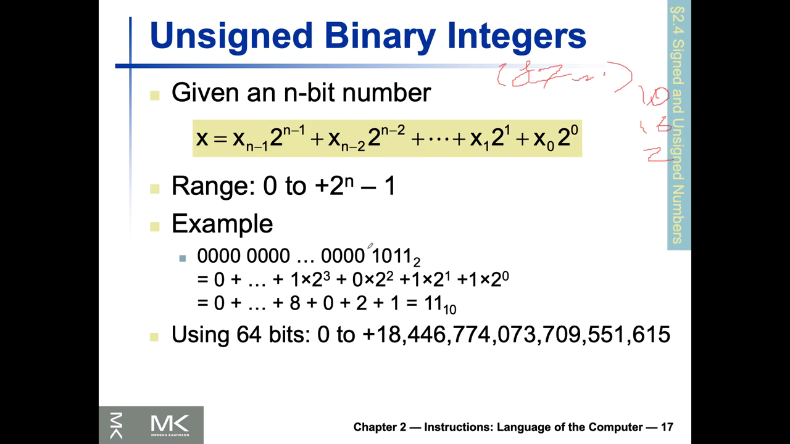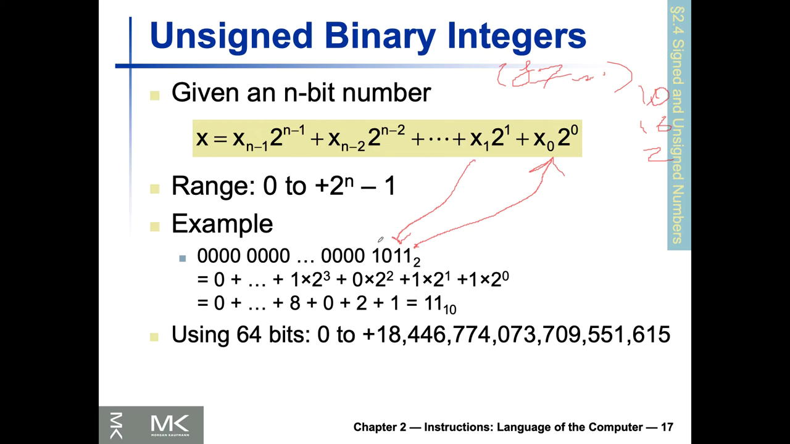Since all of them are zero, you don't have to do anything about them, right? X(n-1) multiplied by 2 to the power of n-1. So they are all zero up to the point that we have this last 4. The very last one is always 1. X0, 2 to the power of 0 is always 1. And the other two are that.